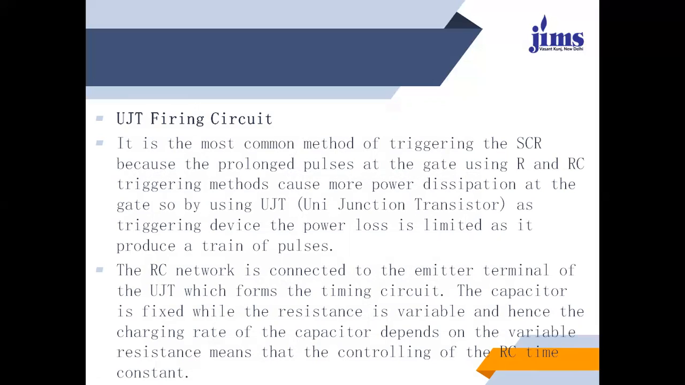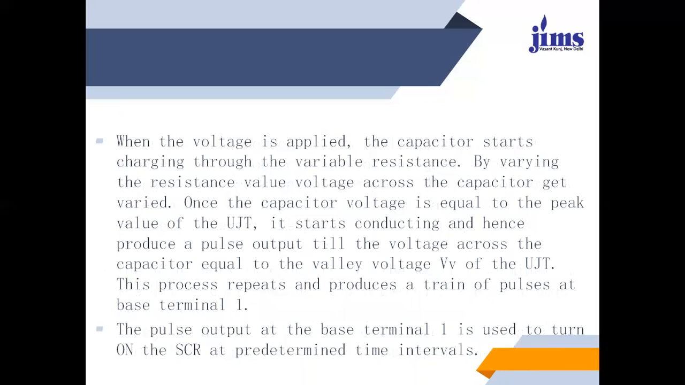The capacitor is fixed while the resistance is variable, and hence the charging rate of the capacitor depends on the variable resistance, which means controlling the RC time constant. When the voltage is applied, the capacitor starts charging through the variable resistance. By varying the resistance value, the voltage across the capacitor gets varied.